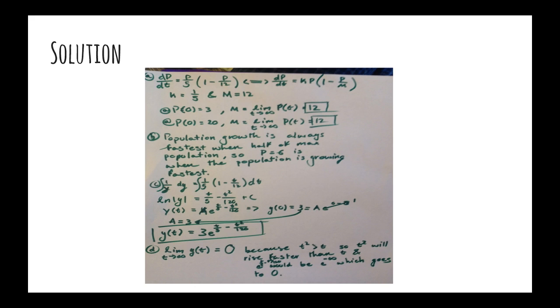That's not our final answer though, because we need to find A. But they gave us the initial condition, y of 0 equals 3. So when t equals 0, y equals 3. We solve for A and get A times 1 equals 3, so A is 3. Our final answer is 3e to the t over 5 minus t squared over 120.